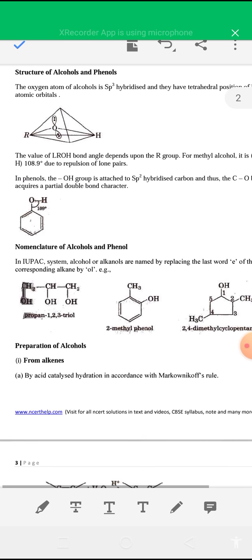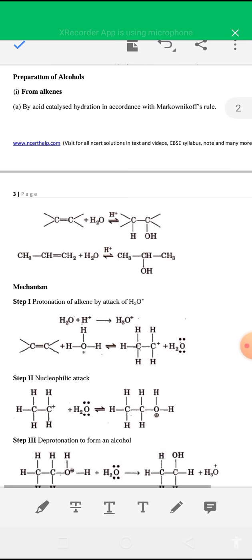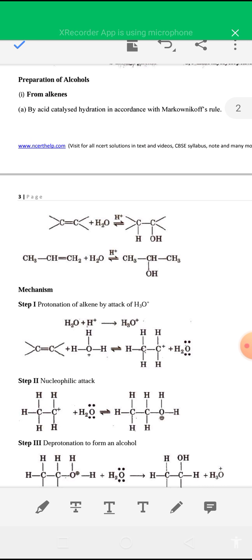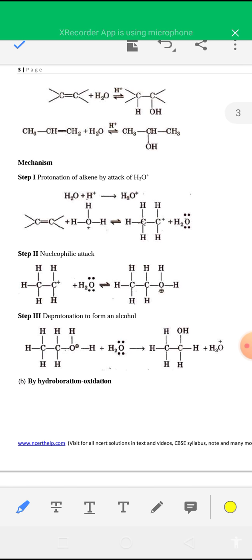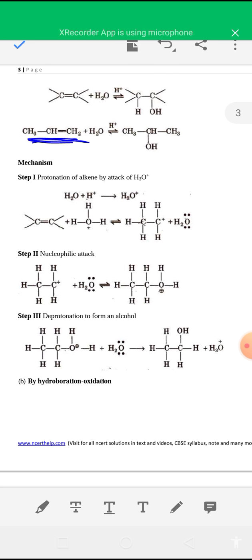Now structure of phenol and nomenclature of alcohol and phenol are not required. We have already studied them in class 11. Now you have to read about preparation of alcohols and phenols. The first preparation is from alkene. If you add water or dilute acid, dilute H2SO4, to alkene, then you will get alcohol. This is hydration of alkene, addition of water, and addition will follow the Markovnikov rule. For example, if you add water to prop-1-ene, CH3 single bond CH double bond CH2, plus water in presence of dilute acid.